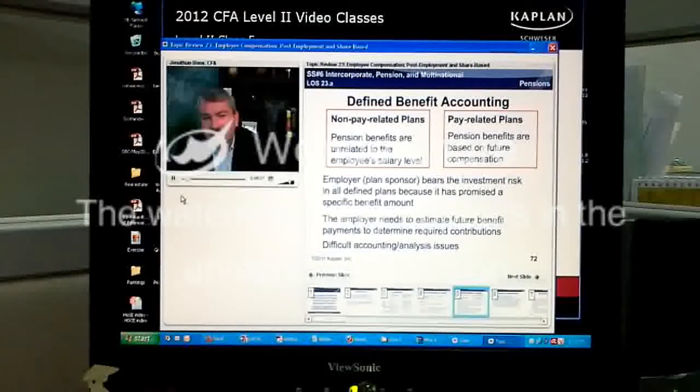Now, the upshot is we're going to see some extremely complicated accounting treatment for defined benefit accounting, and worse than that, there are differences between IFRS and US GAAP.